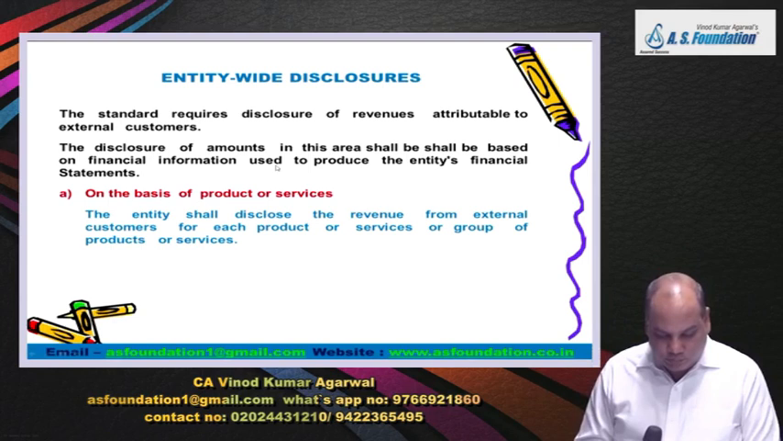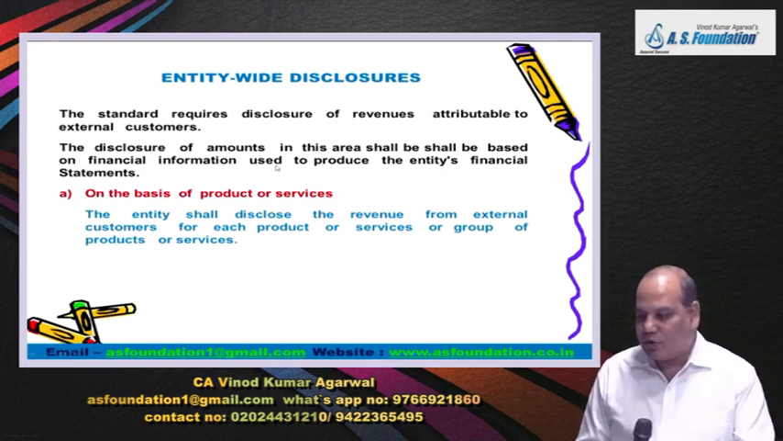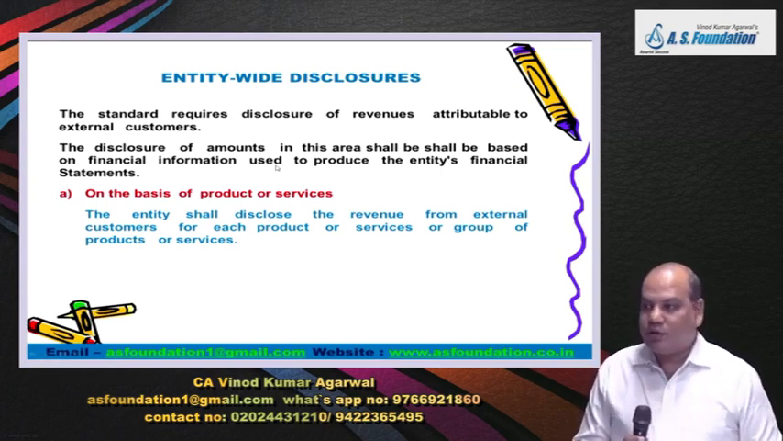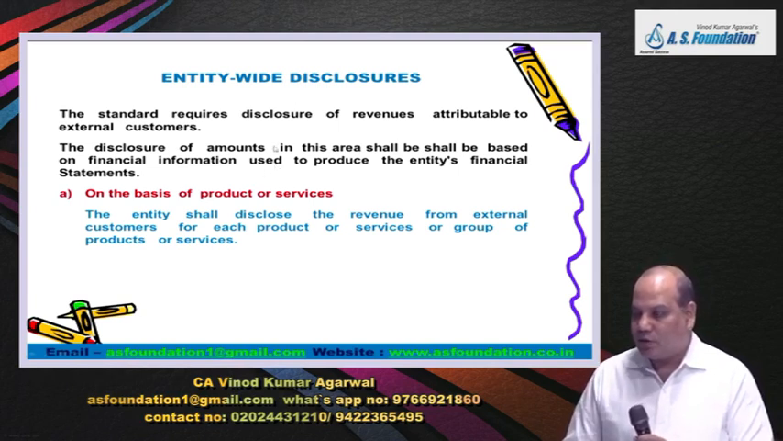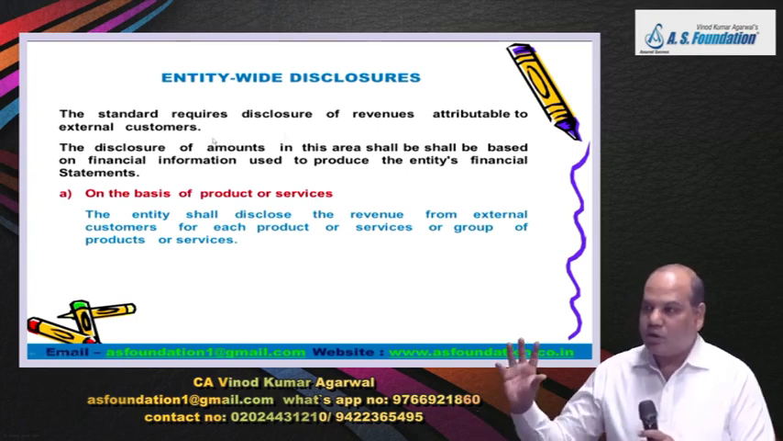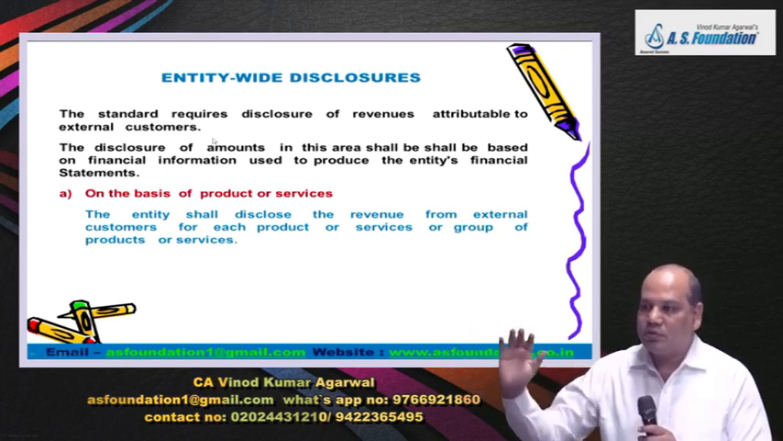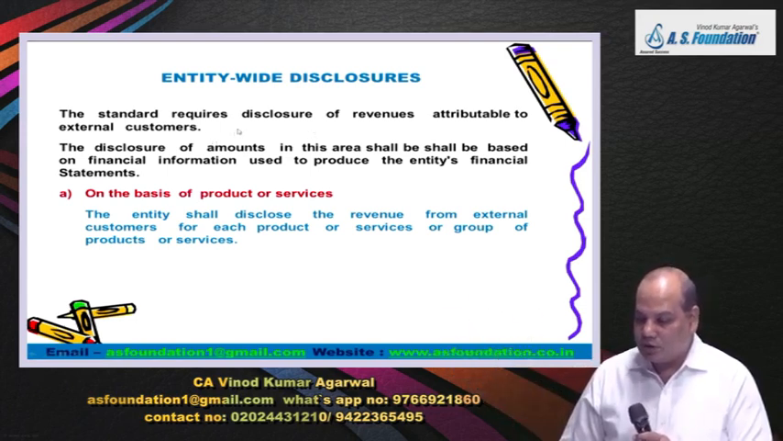Now we'll come to one last part of this wonderful chapter, entity-wide disclosure. The standard requires disclosure of revenue attributable to external customers. So this is overall entity-wide disclosure, which may not be relevant for a particular segment but for the entire organization. Like for example, you have to disclose the concentration of revenue with customers. Significant customer, we will come to that. Standard requires disclosure of revenue attributable to external customers.